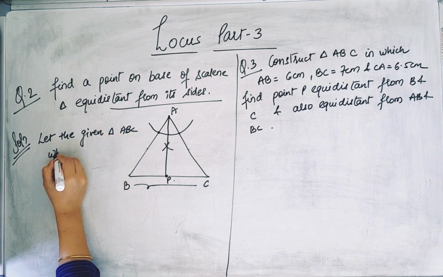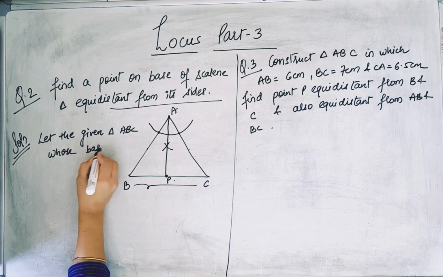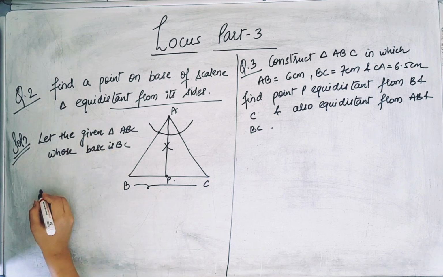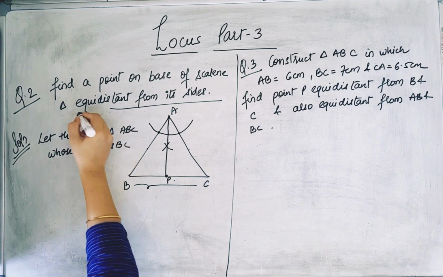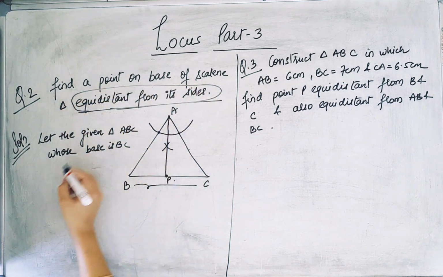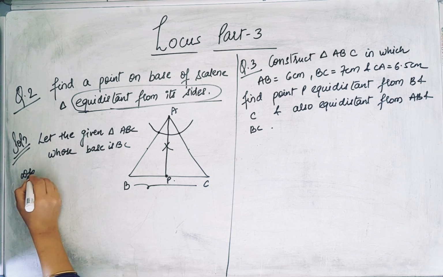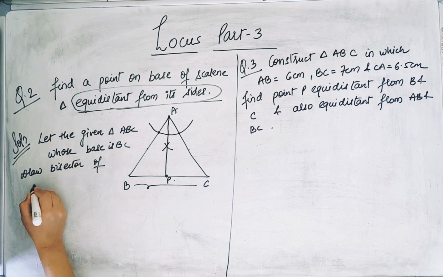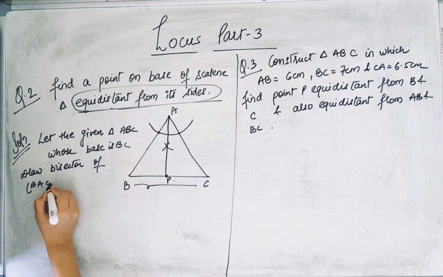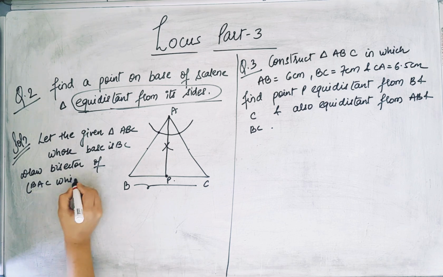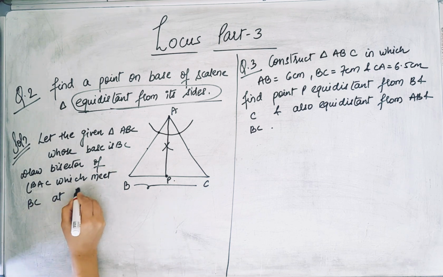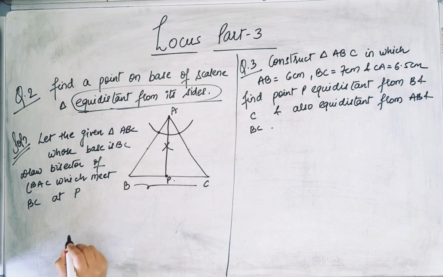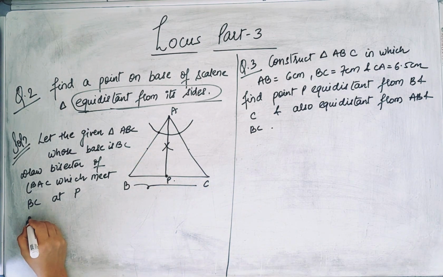ABC, whose base is BC. Since we have to draw a point equidistant from its sides, we'll draw the bisector of angle BAC which meets BC at P. We'll draw the angle bisector. We have drawn the angle bisector which meets BC at P.